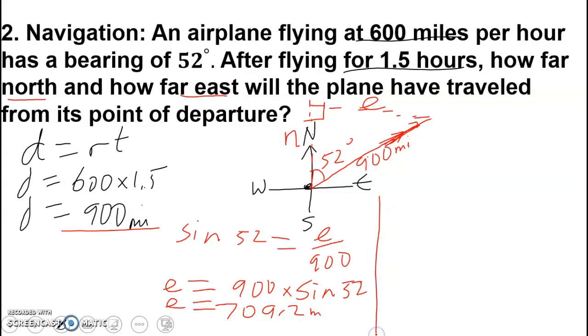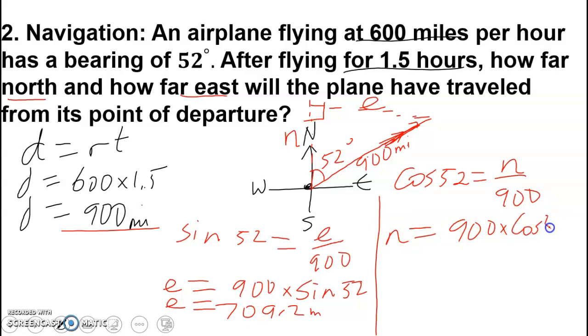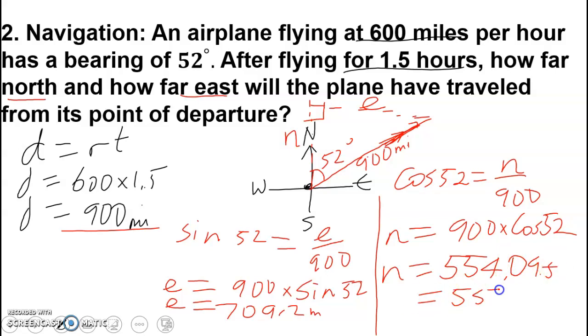Okay, that's the east. Then the north, so what we have, that is adjacent. So it's going to be cosine 52 is adjacent over hypotenuse. So cross multiply, and it's going to be 900 times cosine 52. And that will be about 4.095, which is about 554.1. Okay, that will be the distance it has traveled north.